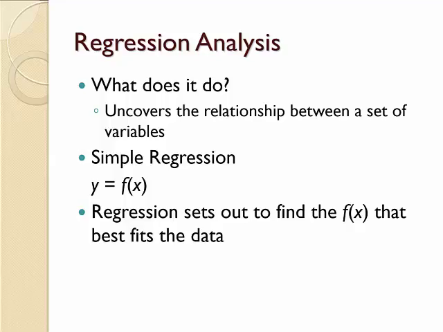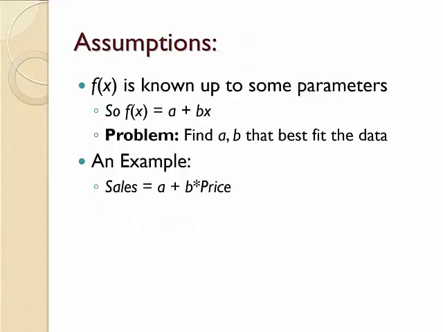Okay, so y is a function of x. And the goal of this simple regression is to represent y as a function of x, which is also called f of x, that best fits the data. The simplest of the functions is a line where f of x is equal to a plus b times x, where a is the intercept and b is the slope of the line.